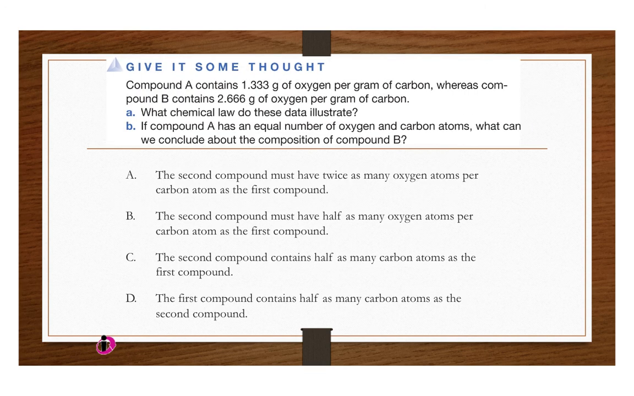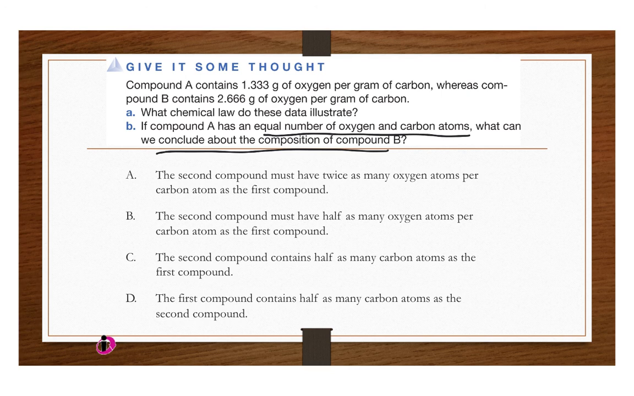One more for you. Compound A contains 1.33 grams of oxygen per gram of carbon, whereas compound B contains 2.66 grams of oxygen per gram of carbon. If compound A has an equal number of oxygen and carbon atoms, what can we conclude about the composition of compound B? Take a moment, think about it, and we'll choose.